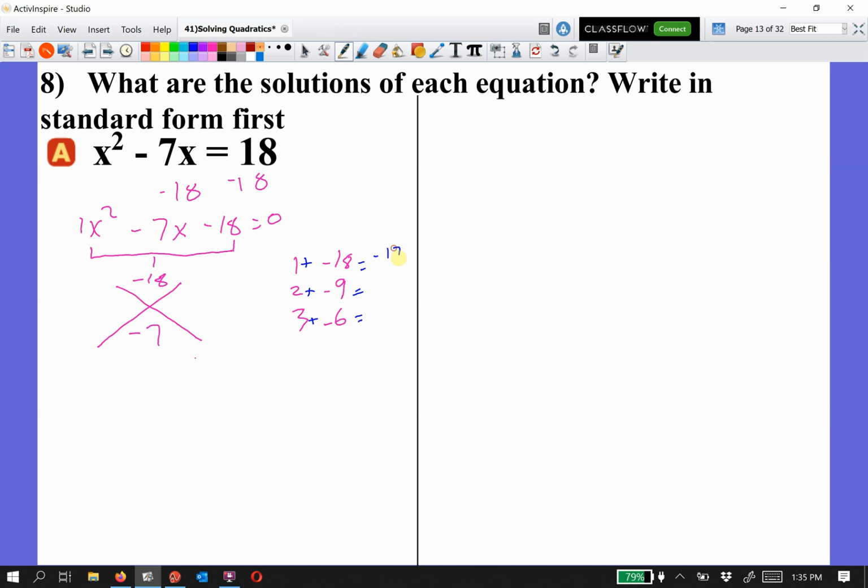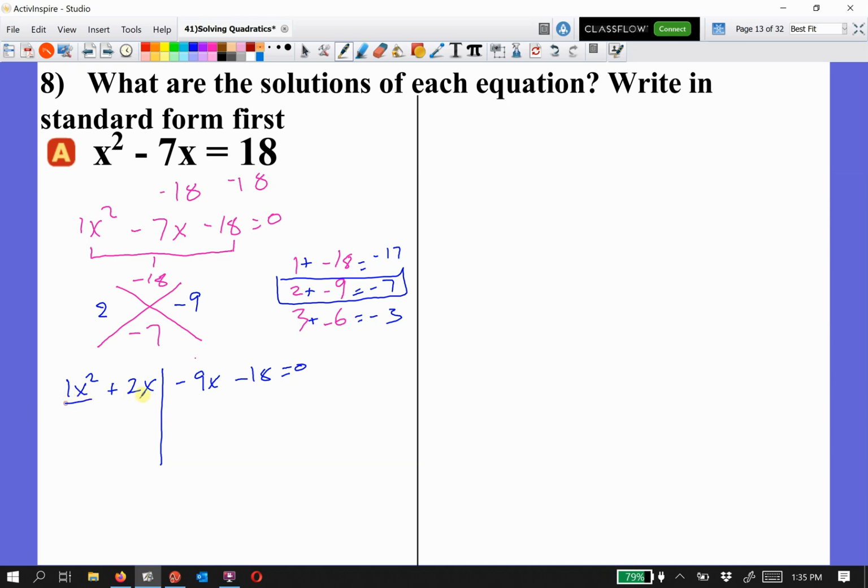So we got negative 17, we have negative 7, we have negative 3. So obviously it's going to be this one. This is negative 7, 2, negative 9. Okay, so we have 1x squared plus 2x minus 9x minus 18 equals 0. Okay, split it up.